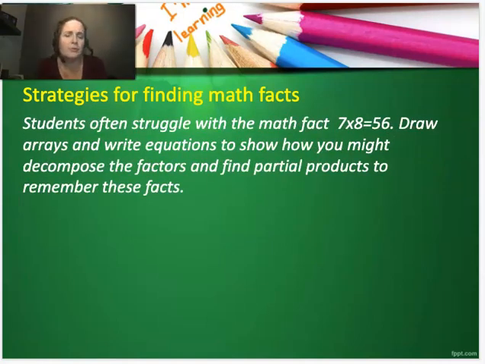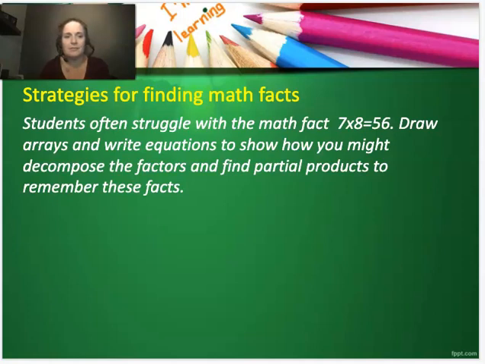So another fact that students struggle with is 7 times 8 equals 56. So I want you to take a minute, draw some arrays like you saw on the previous slide, and write equations for how you might decompose the factors and find partial products to remember these facts. So pause the video here and try that.